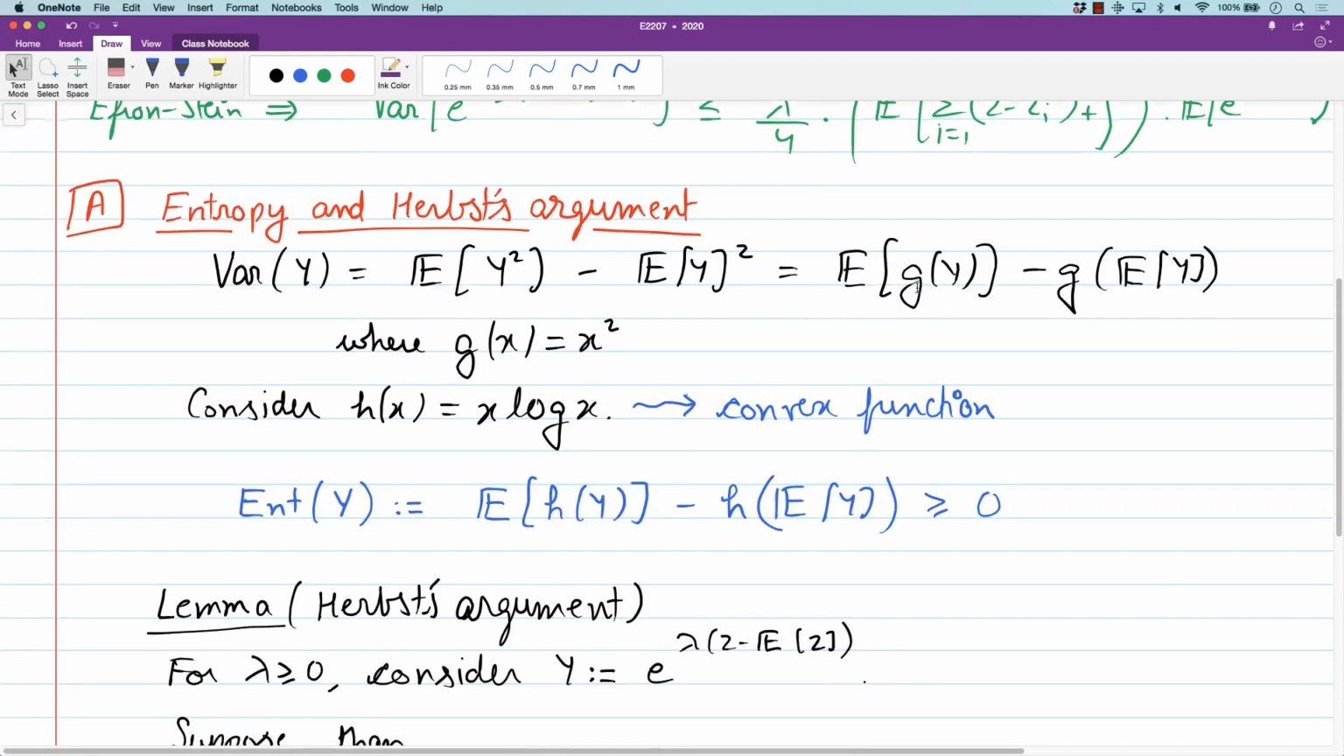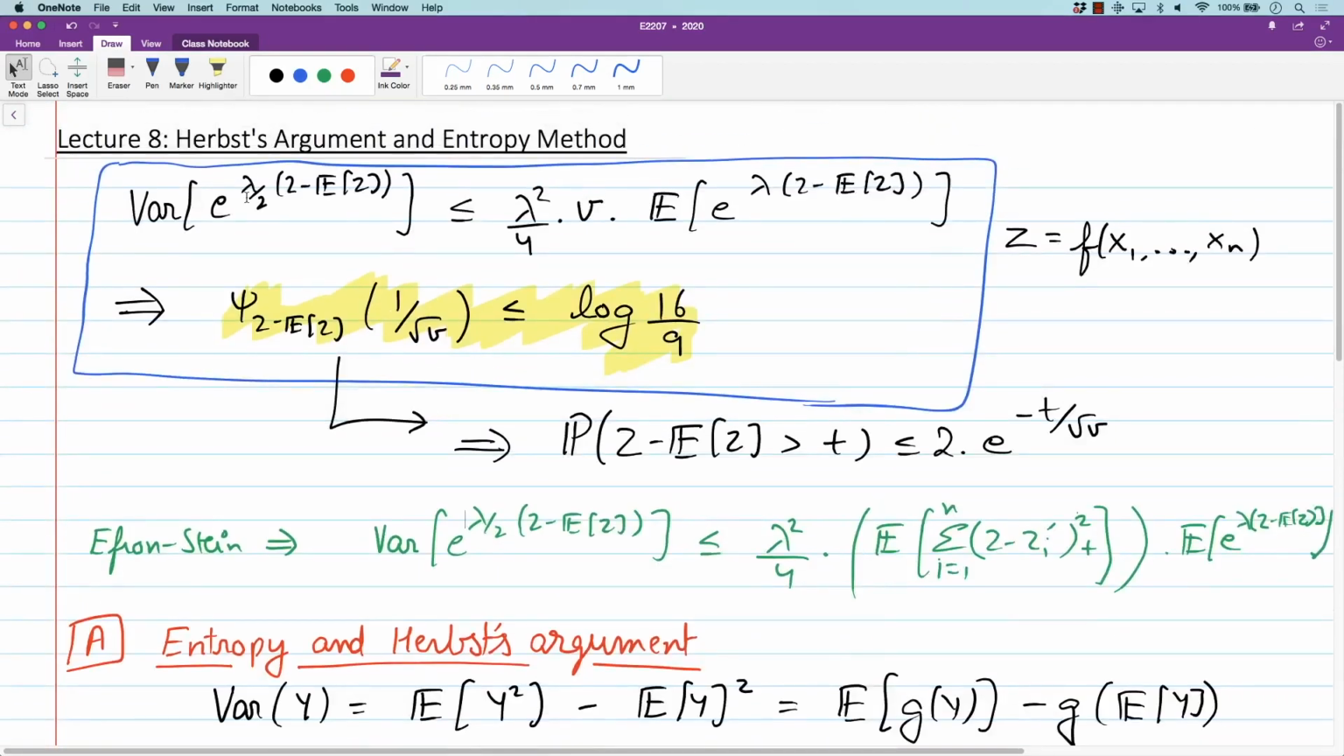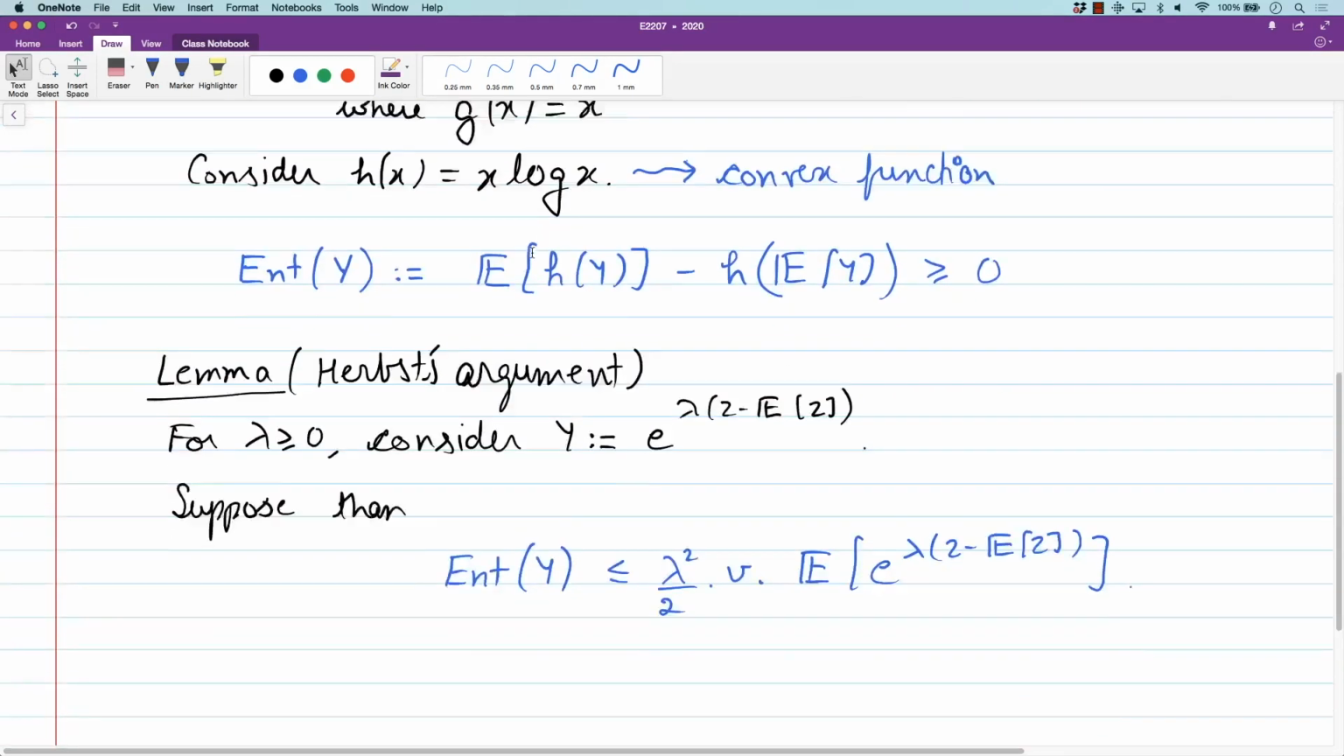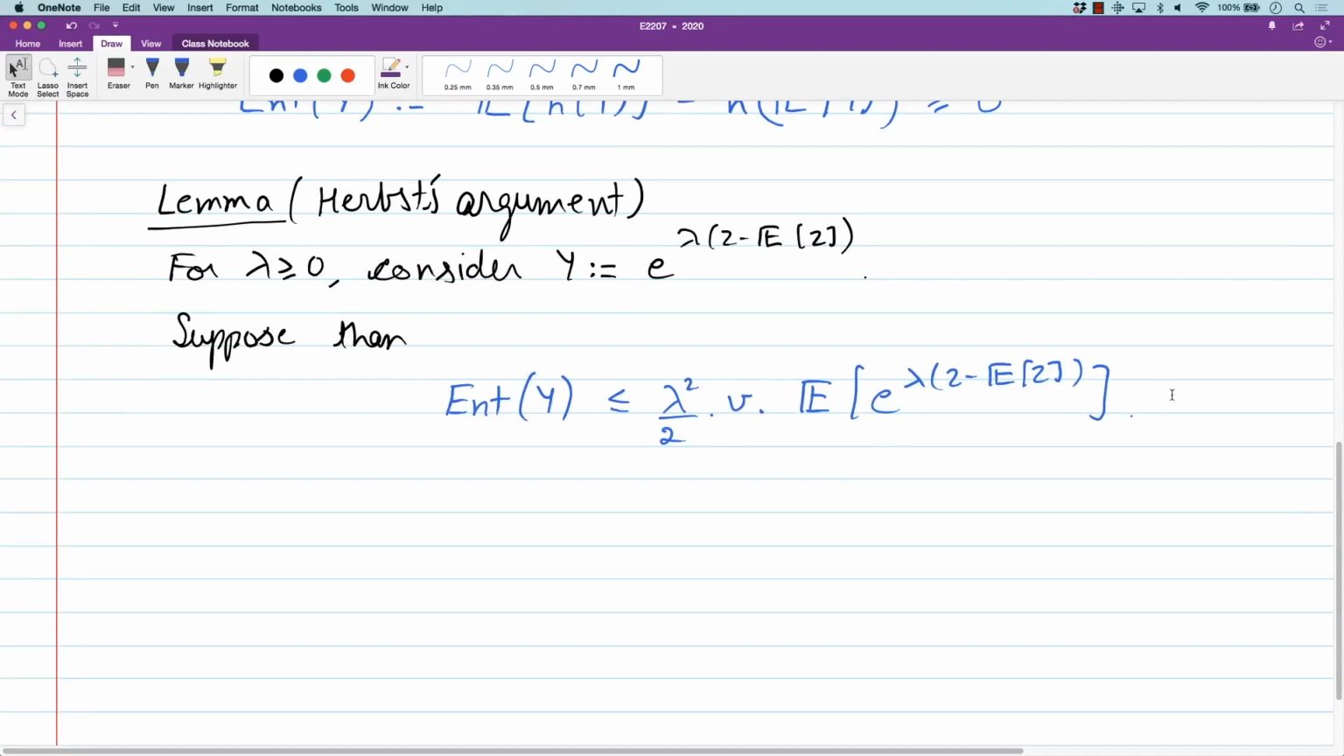So if you don't worry about this factor of half, this variance looks very much like entropy. And now the condition we are asking very much looks like this condition here, except that lambda by 2 has been replaced with lambda. So suppose this bound holds.